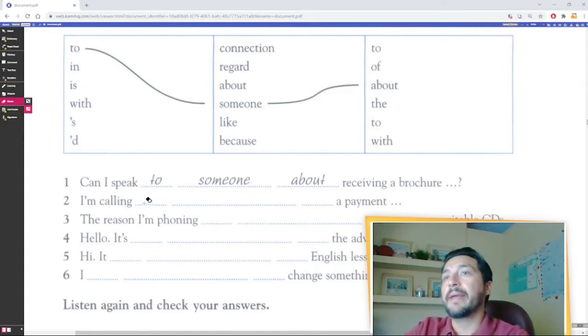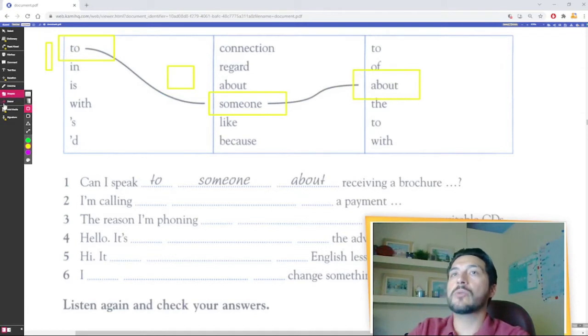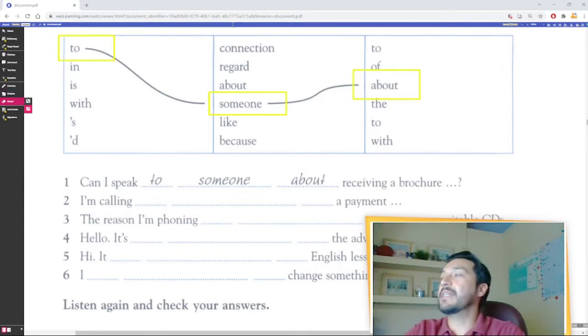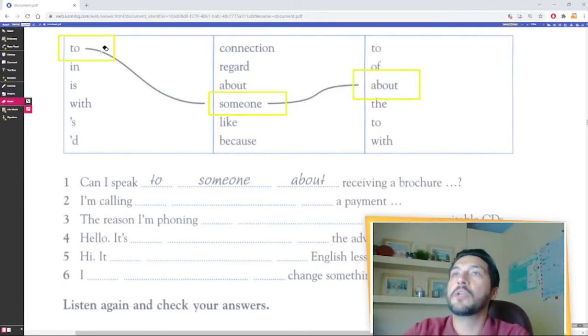Number one, can I speak to someone about receiving a brochure? That's number one. So number one is done.